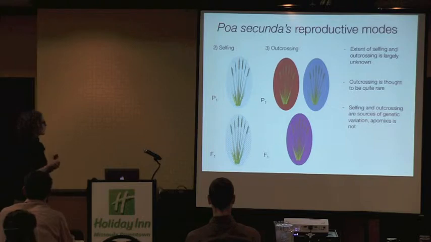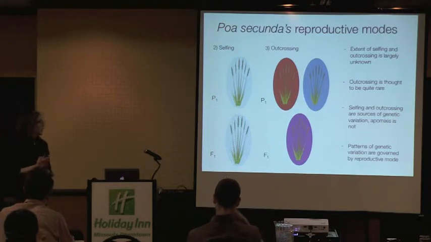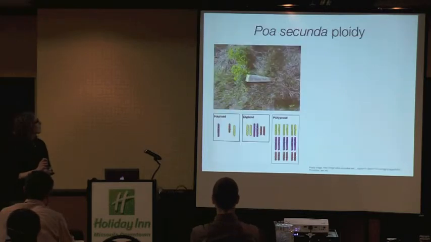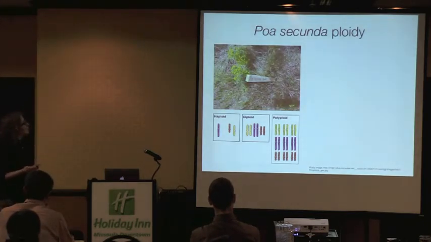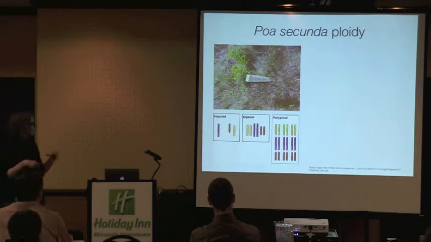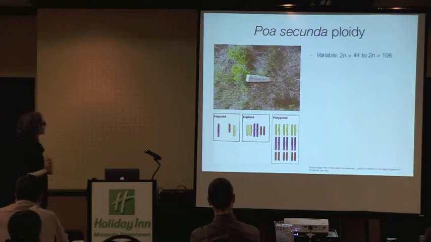And again, I'm going to point out that selfing and outcrossing are sources of genetic variation. Our offspring aren't identical to our parental plants, but apomixis is. It's clonal. So again, patterns of genetic variation are governed by reproductive mode. The other departure from that model that we were talking about a moment ago is that POA is a polyploid. Polyploids have multiple copies of their chromosomes. Ploidy in POA secunda is variable.